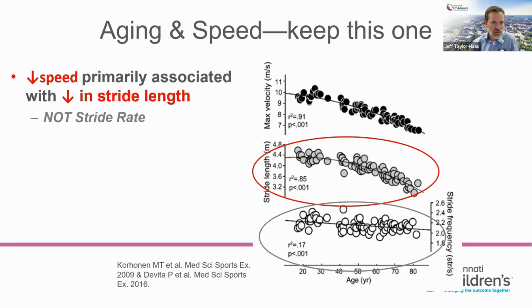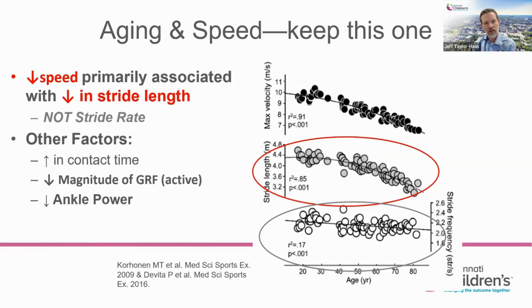And with respect to speed, the decrease in running speed that happens with age is primarily associated with the decrease in stride length, but not stride rate or stride frequency. And other things that are associated with the reduction in running speed are spending a little bit more time in contact, but also having reduced magnitude of that active ground reaction force that Chris was talking about. This is the force of push-off, and this is led primarily by your ankle plantar flexors. And with reduced magnitude of that active ground reaction force, we see a reduction in ankle power.